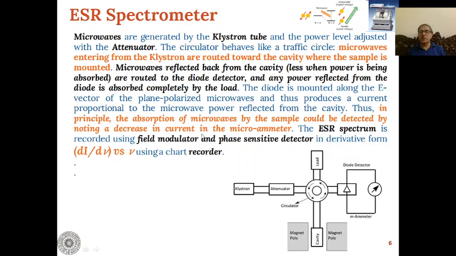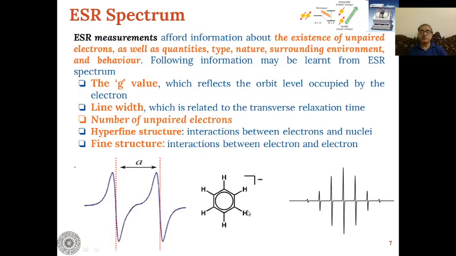Here, the basic principle is based on microwaves which are generated by a klystron tube, and this klystron tube has a power level adjuster, a tuner, through which we pass the microwave frequency to the system. The microwaves entering from the klystron are routed towards the cavity. This is the cavity where the sample will be mounted.